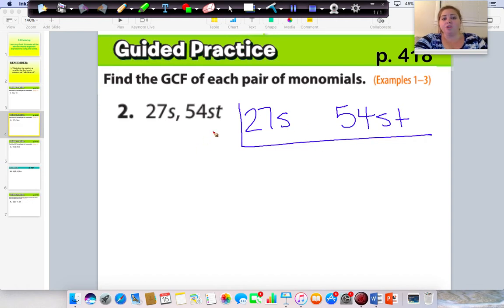So I'm going to go ahead and take out 9s. What times 9s gives me 27s? Well, that's 3, because 9 times 3 is 27, and 9s times 3 is 27s. And 9 times 6 gives me 54. Did I say that right? 9 times 6 gives me 54, but 9s times 6t gives me 54st.